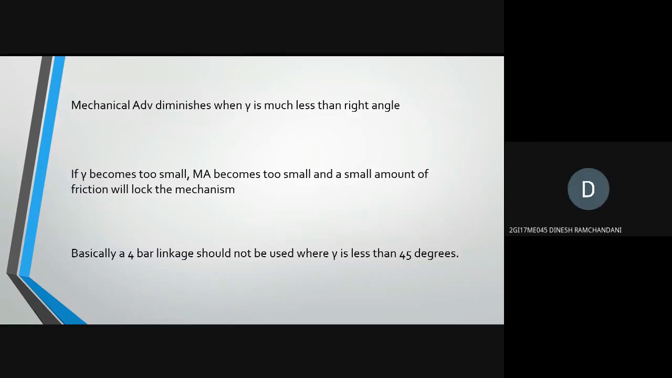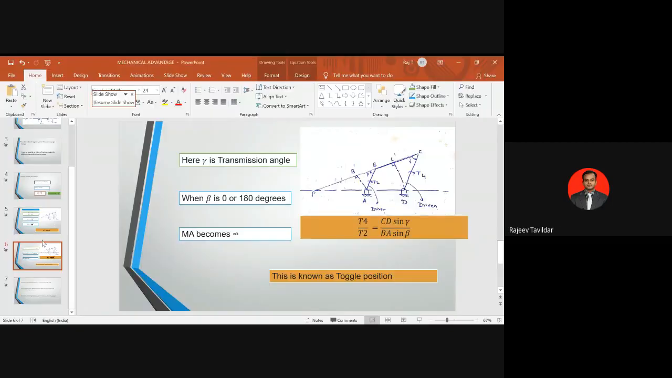Excuse me, sir. Yeah. So, I am not getting the proper definition for mechanical advantage. Like I understood it is a ratio of the output to input torque, but I am just confused with what it is exactly. Okay. Okay. Not an issue. Not an issue.